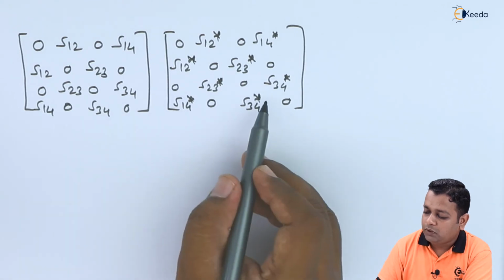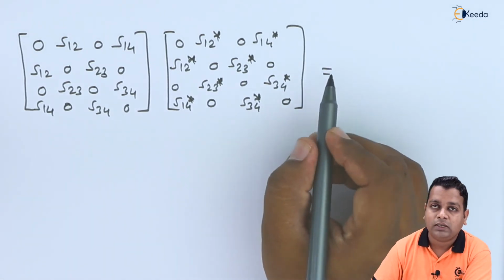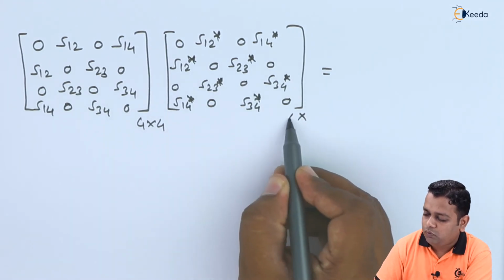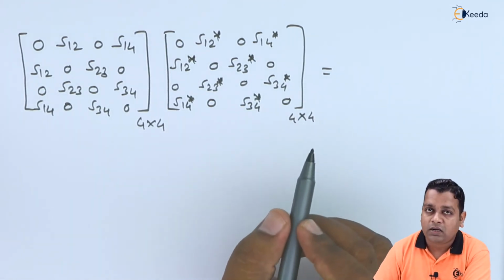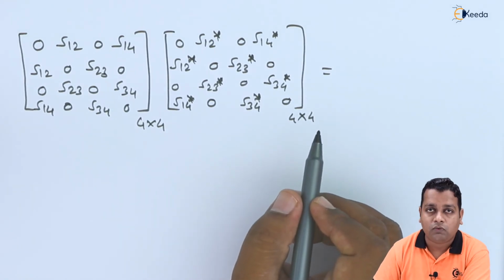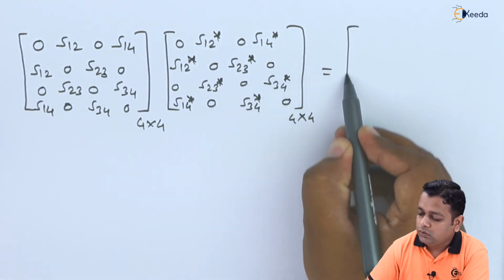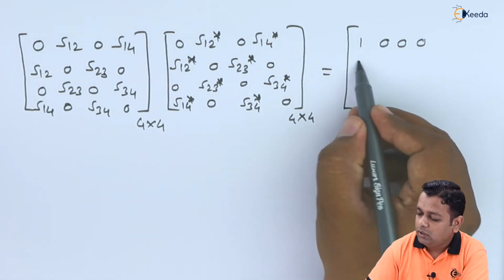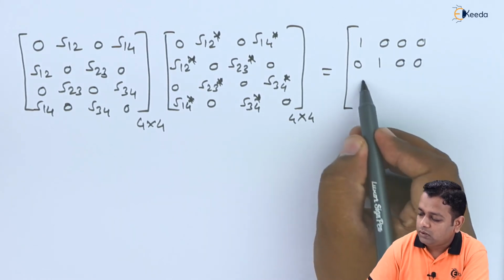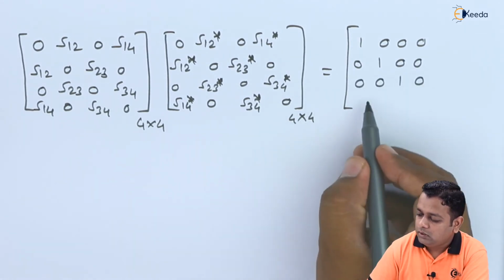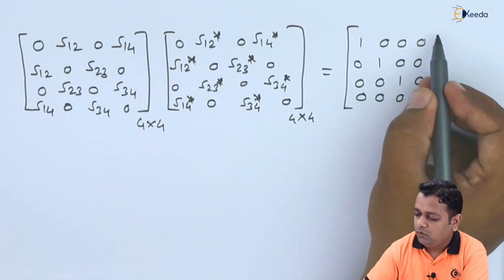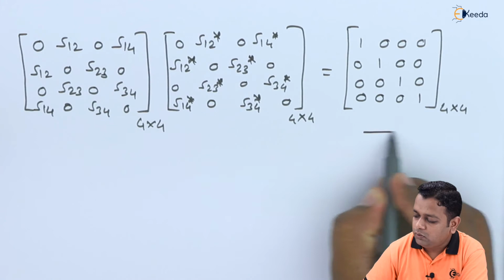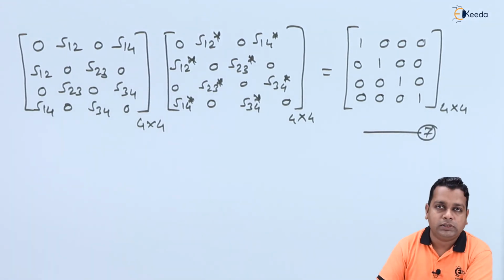Now the multiplication of the two has to result in the identity matrix. If this is of 4 by 4 order, its conjugate is also of 4 by 4 order, and the identity matrix should also be of 4 by 4 order here. In the first row we have 1 0 0 0, in the second row 0 1 0 0, in the third row 0 0 1 0, in the fourth row 0 0 0 1. This is also of the order of 4 by 4. Let us denote this equation by equation number 7.